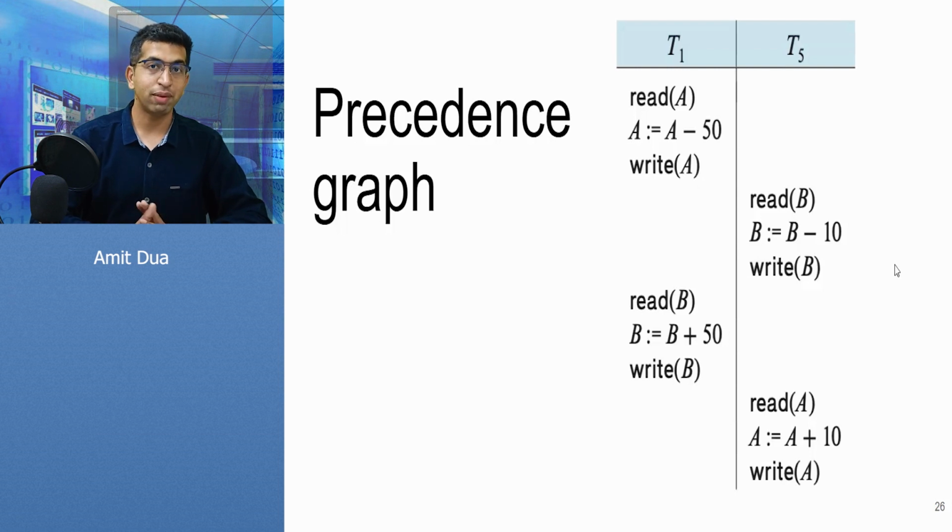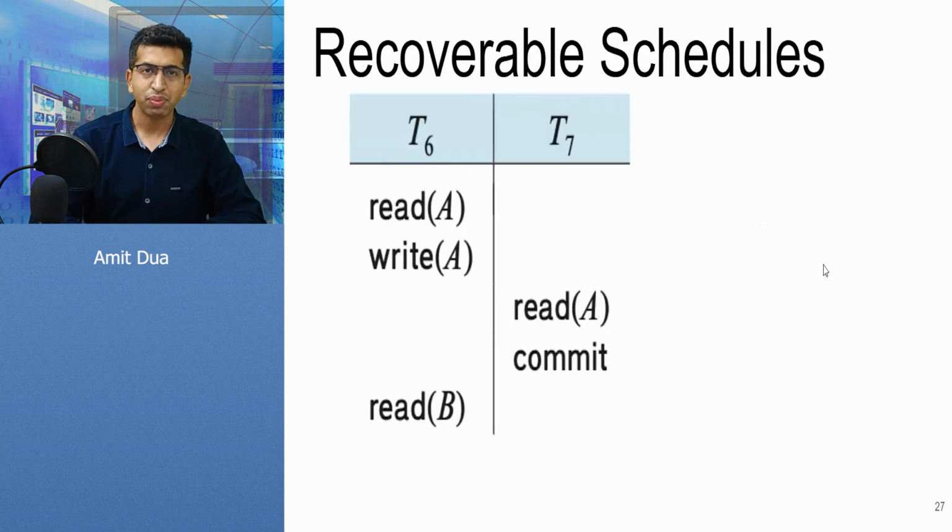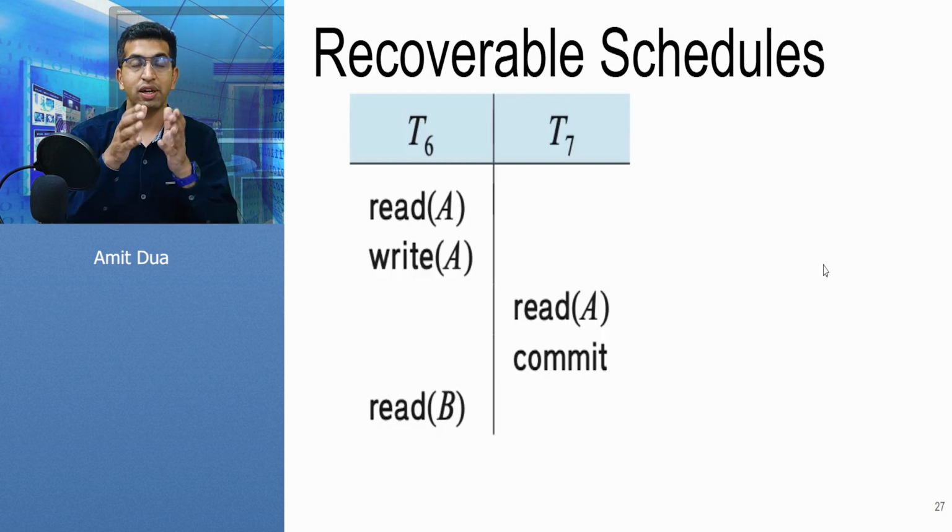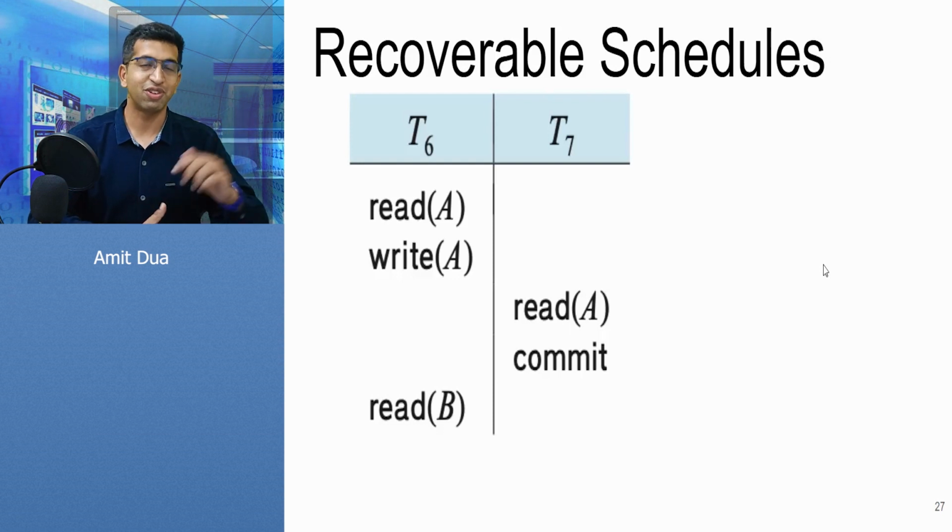Now we have checked the conflict serializability, we have also checked the view serializability, but there is a parallel concept of recoverability as well. Recoverability means that we have dirty reads. A dirty read means a data item written by one transaction has been read by another transaction, and the first transaction has not committed before the second transaction has read the data item written by the first transaction.